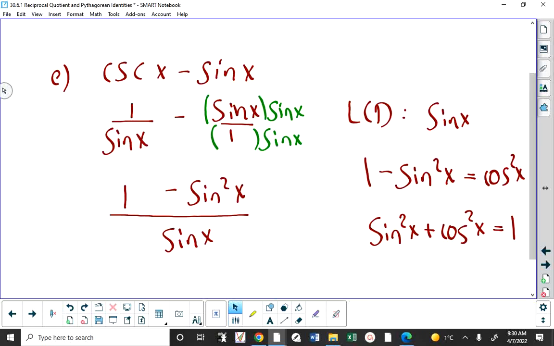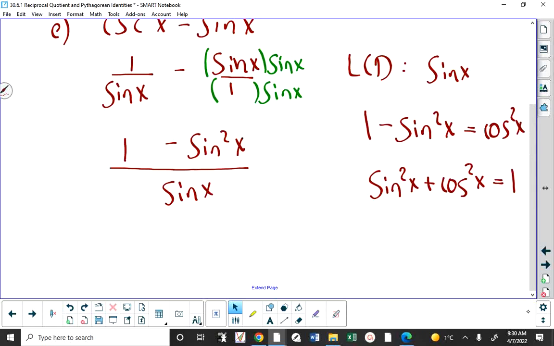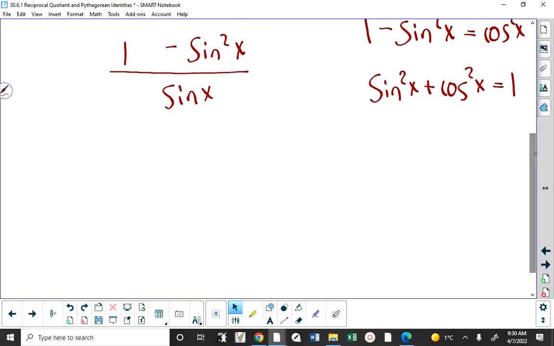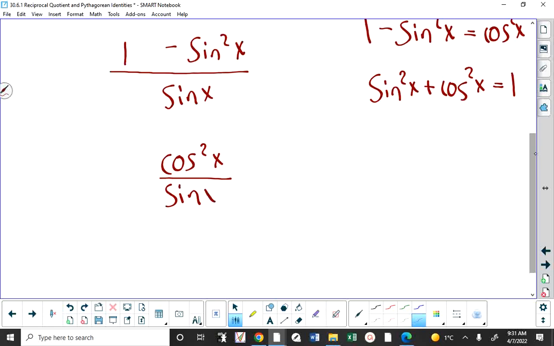So our answer is cosine squared of x over sine of x, and we're done. Okay. I just want to throw this out here, everybody. How many of you recognize that this is the same as saying that?